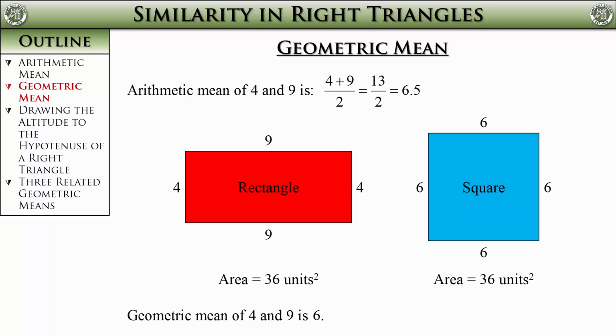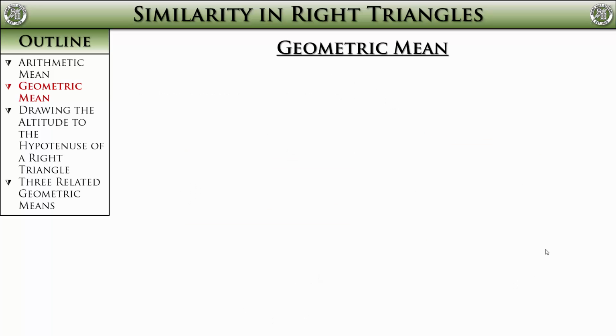The 6 is a number somewhat in the middle of 4 and 9. With arithmetic mean, we know that the exact middle is 6.5. You will find that the geometric mean often ends up just a little bit smaller than the arithmetic mean. Here, the geometric mean is 6, just a little smaller than the arithmetic mean. That was an example of geometric mean showing up, but now it's time for the actual definition.